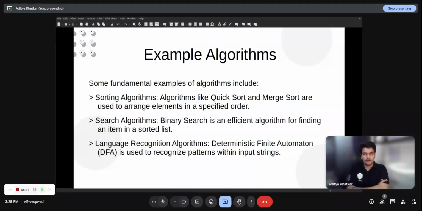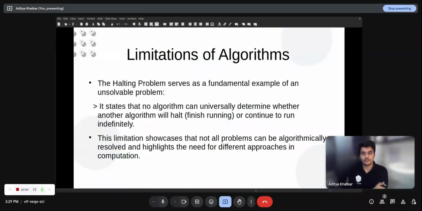There are some example algorithms, like sorting algorithms: quick sort, merge sort, bubble sort, selection sort. There are various types of sorting algorithms. Search algorithms: binary search, linear search. There are efficient algorithms to find an item in a sorted list. Language recognition algorithms: a deterministic finite automaton (DFA) is used to recognize patterns within an input string.